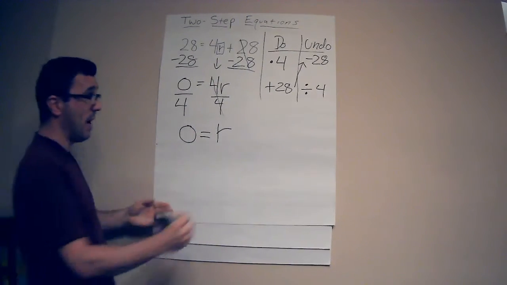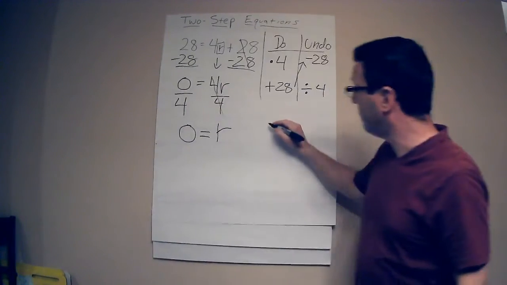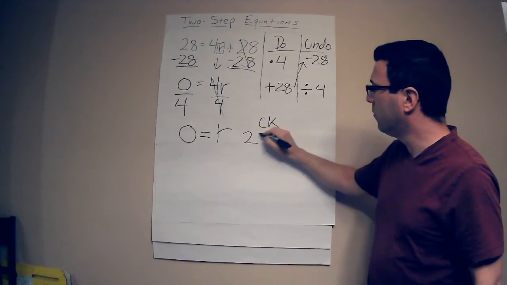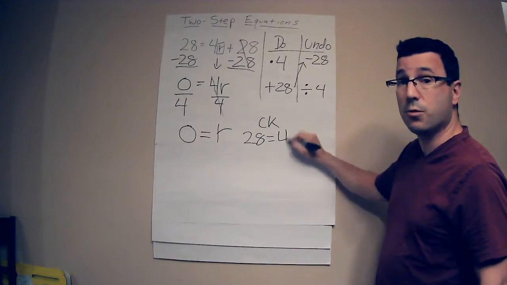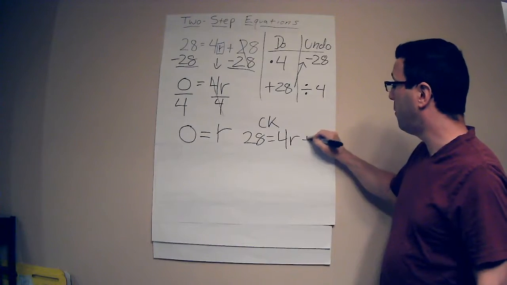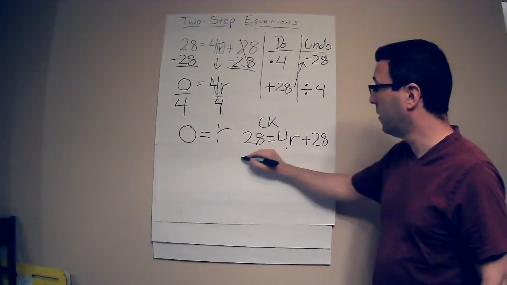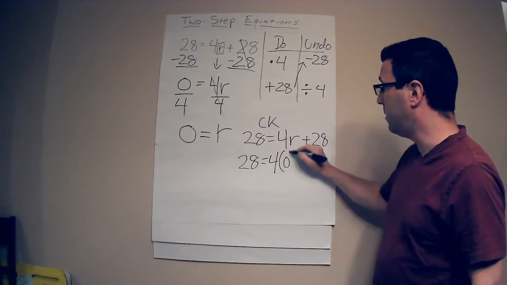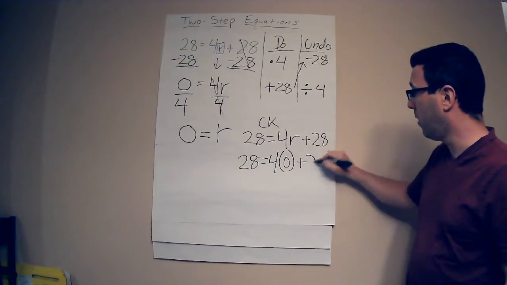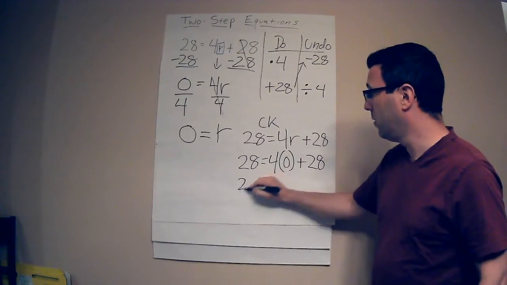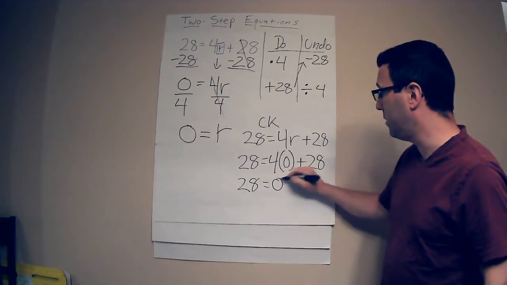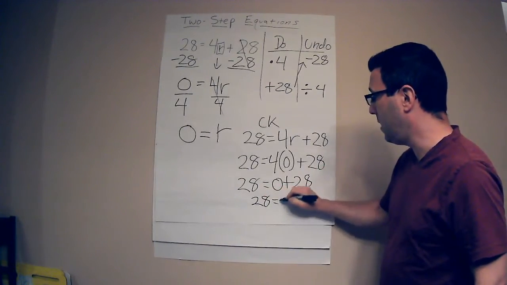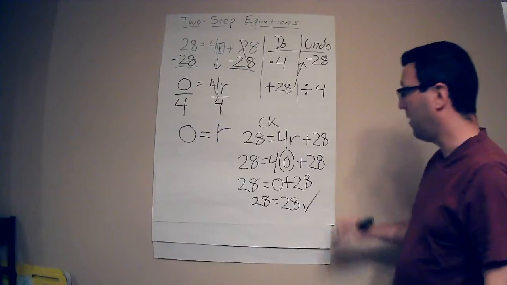And then we would do a check. I'm going to come over this side and do a check real quick. 28 equals 4r plus 28. We're going to substitute in 0 for r. 28 equals 0 plus 28. 28 equals 28. That checks.